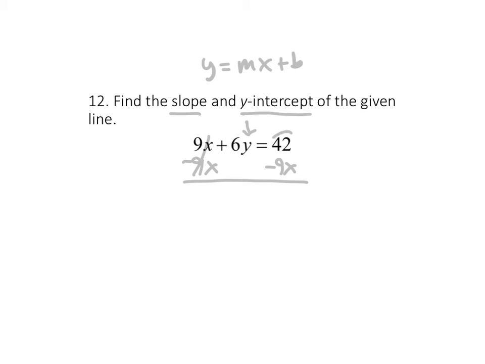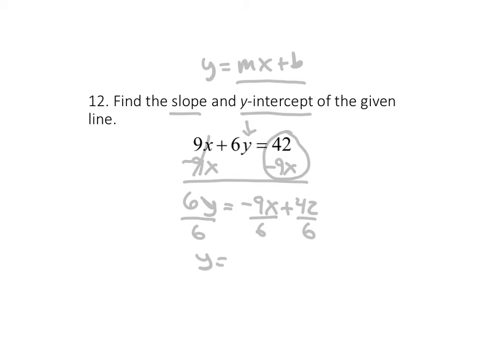Now, we cannot combine 42 and negative 9x, but because we want it to be in mx plus b form, I'm going to write the x term first. So we have negative 9x plus 42. Now we finish solving for y by dividing both sides by 6 and simplifying. Negative 9 over 6 reduces to be negative 3 halves plus 42 divided by 6 is 7.